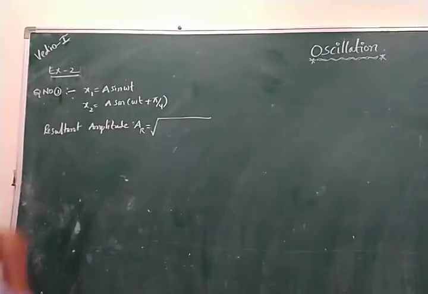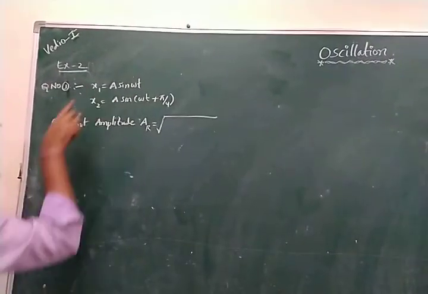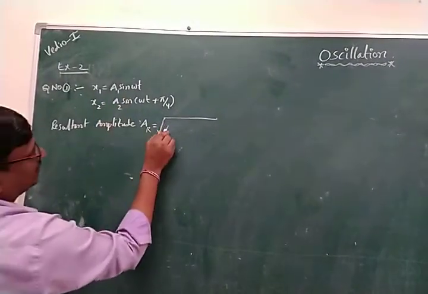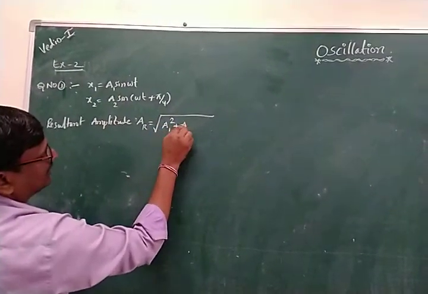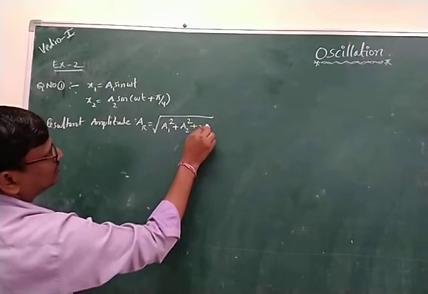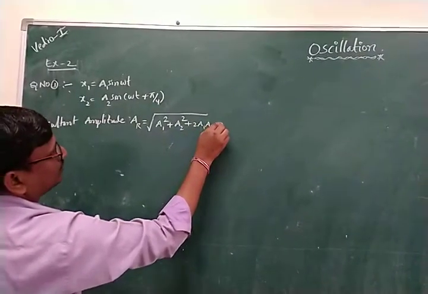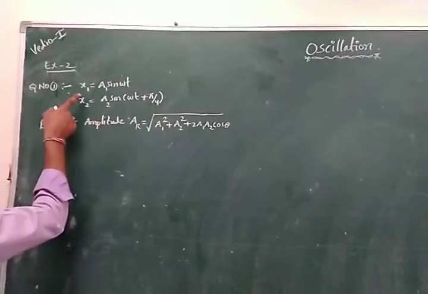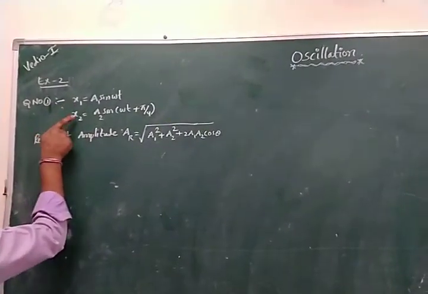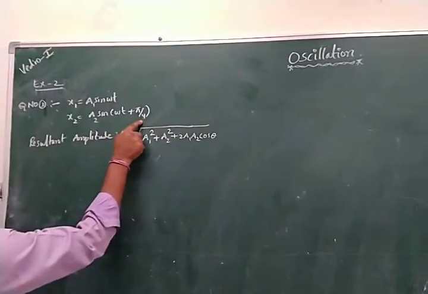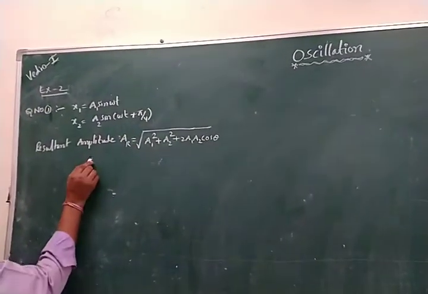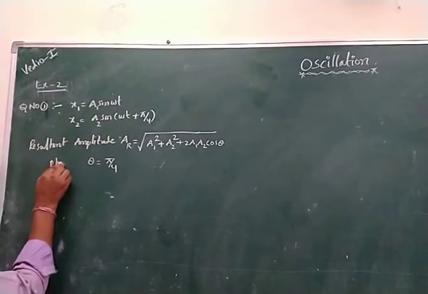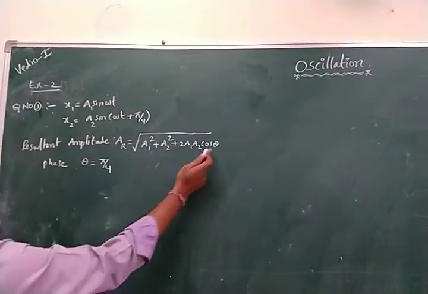Now here are the two equations. The first one we consider A1 and the second one A2. Write here A1 square plus A2 square plus 2 A1 A2 cos theta. Theta is nothing but the angle. Observing the first wave and the second wave, the phase difference is pi by 4. So theta is equal to pi by 4. Then this value is substituted here.